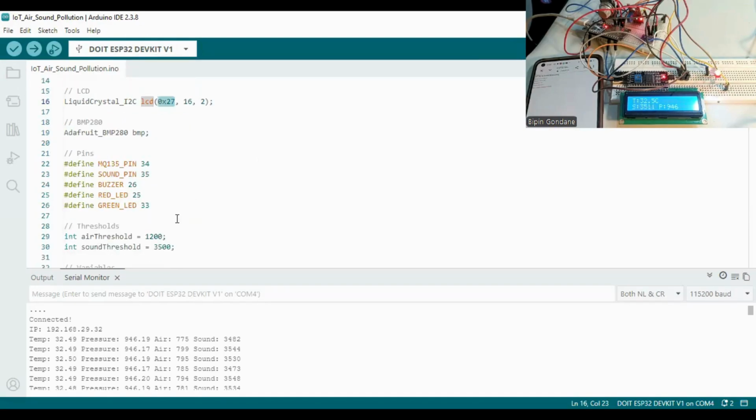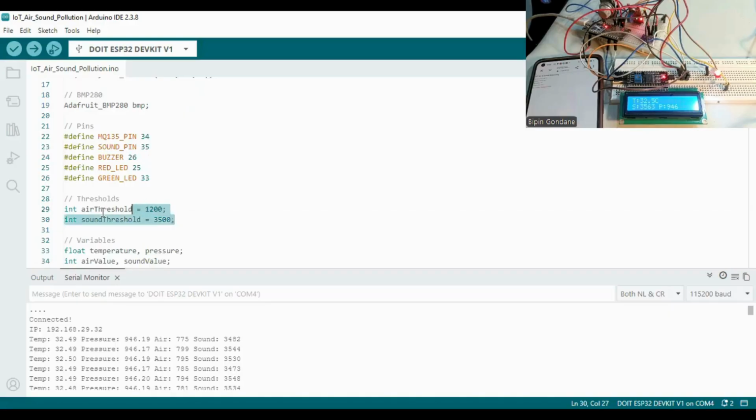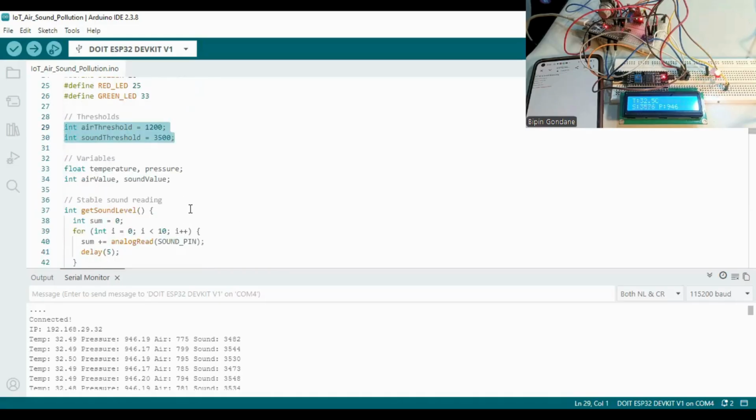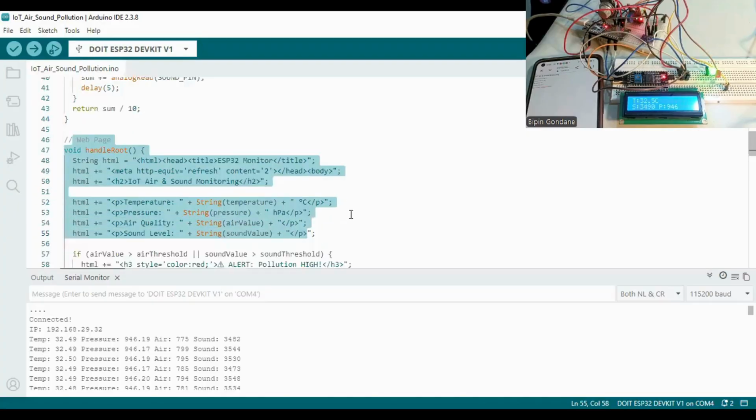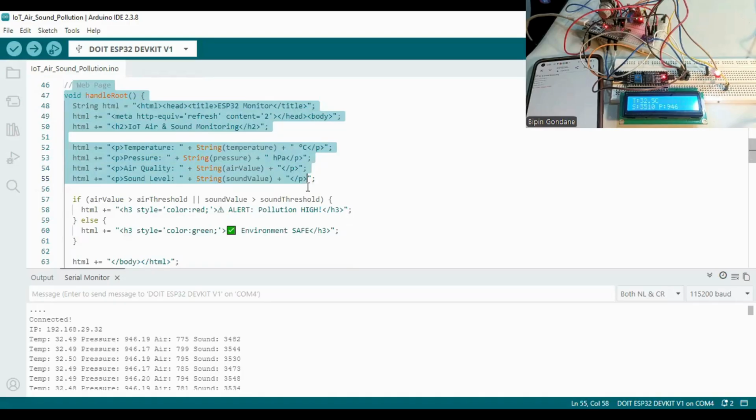So the pin connections are given, and these are the important points at the threshold level. I've only given two threshold levels, that is air threshold and sound threshold. Okay, three threshold values I have given here. So please remember, you can increase or put more threshold values, and according to that, you will change this. Okay, so this is the web server part, how it will be displayed on your screen.